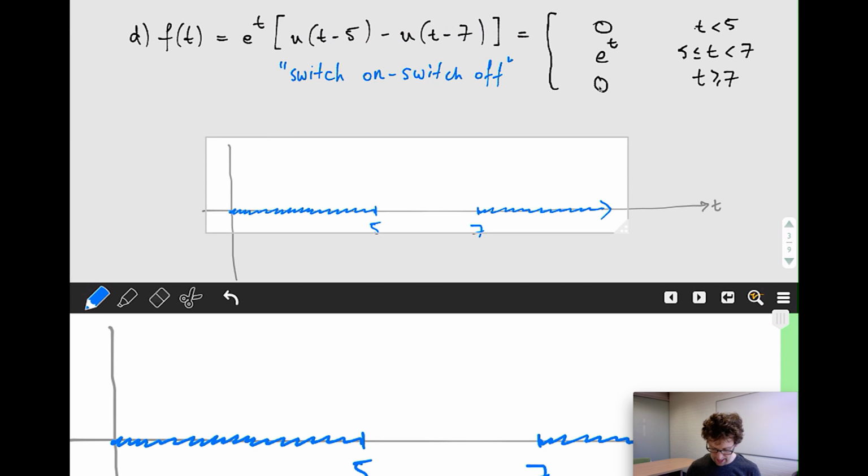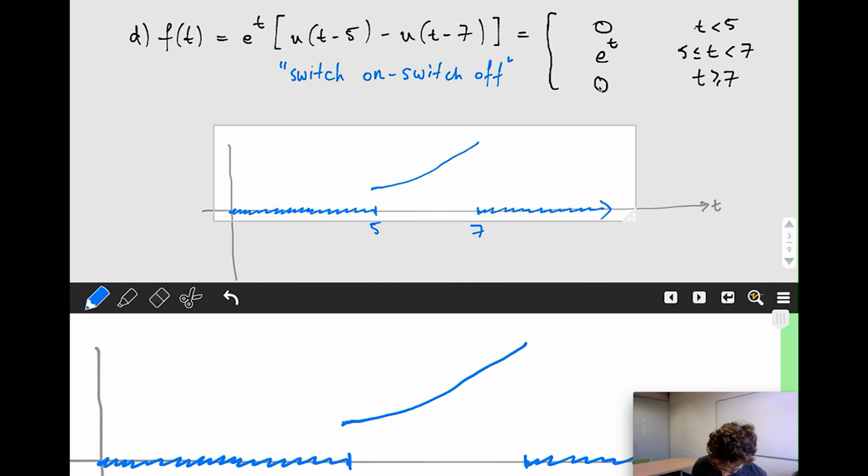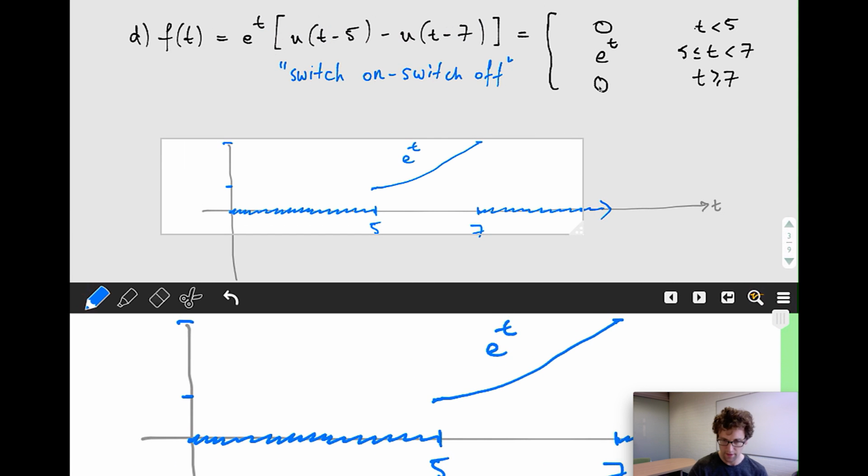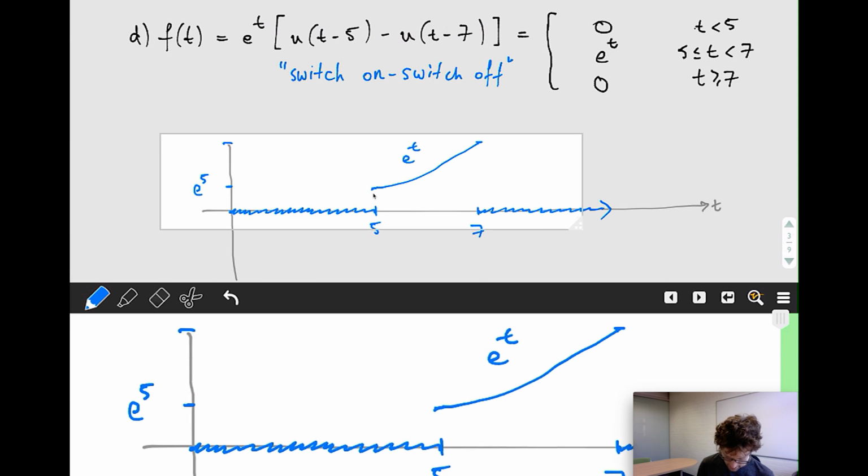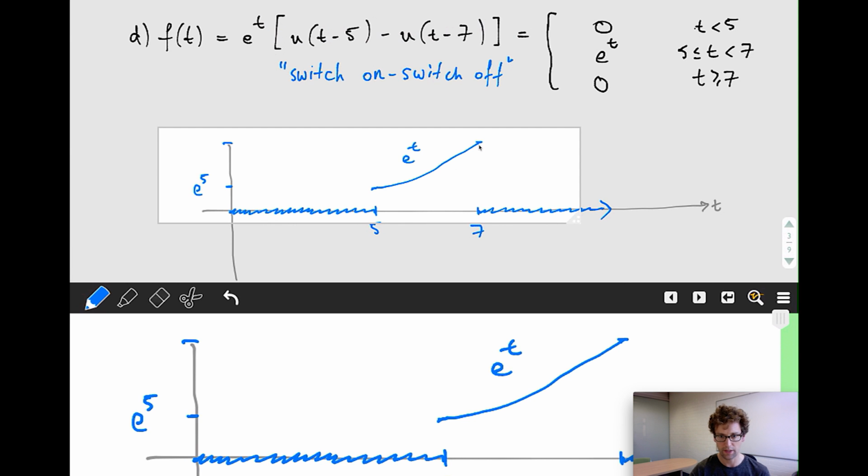So this is going to be the exponential function. It's not been shifted or anything, so it's going to start off at some value here, and it's going to be growing up to here. Those values are going to correspond to e to the power of t, right? So this is e to the t. So when t is equal to 5, that is the left-handmost point, it's going to take the value e to the power of 5. And on the right-handmost point at t is equal to 7, this thing will take the value e to the power of 7.